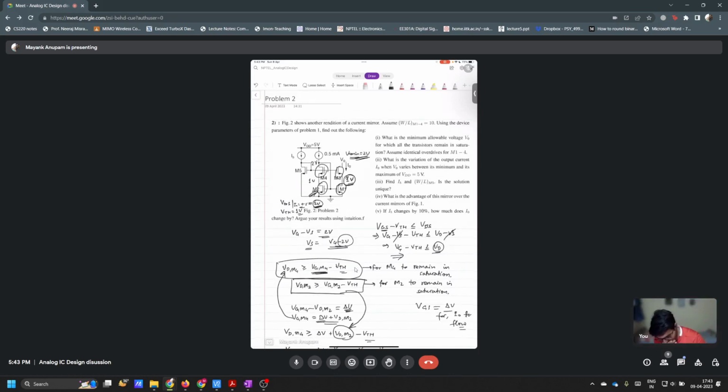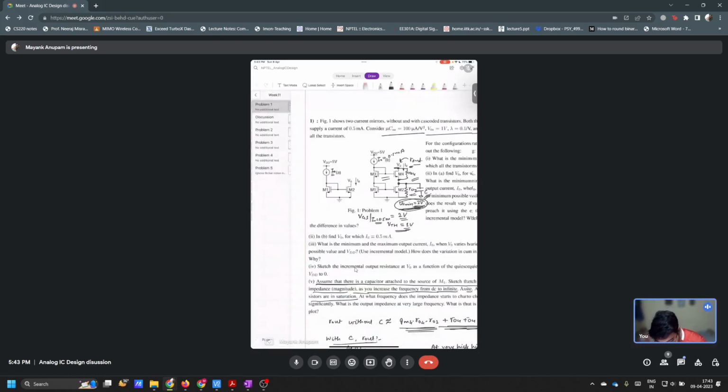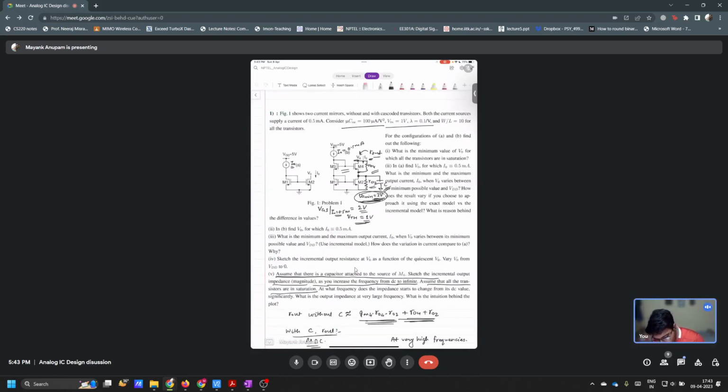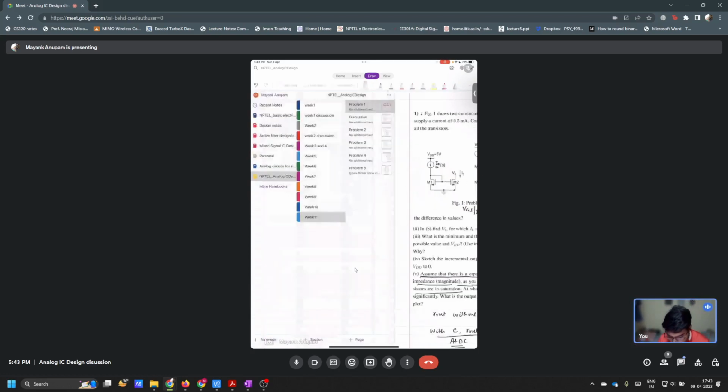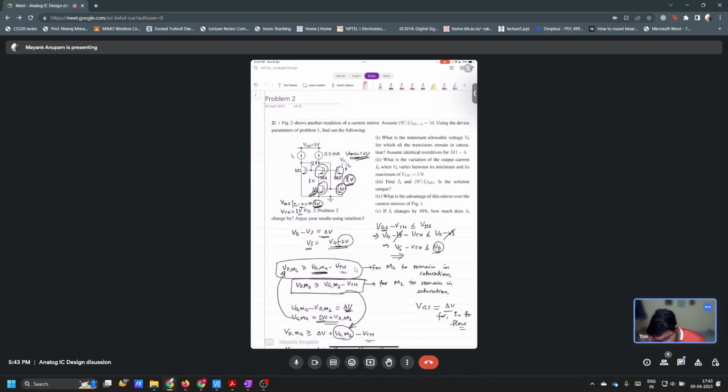Sir, we have to check for the saturation carefully in this case, rather than the previous one. So previously you see that this was a diode connection, right? M1 and M3 were diode connected. They can never go out of saturation. Correct? But here that is not the case.